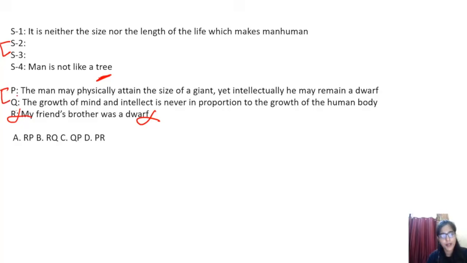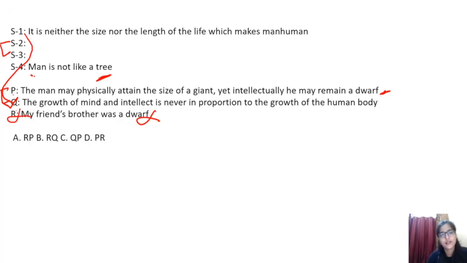Now you have the remaining two statements. Now you have to arrange them. Okay, which one should come first? So you can directly say here we are talking about that which makes man human. Then you can see this statement, the growth of mind, because here also we are talking about the growth, the length, and all sort of thing. So the growth of mind and intellect is never in proportion to the growth of the human body. And after this, the only remaining statement is this one, that the man may physically attain the size of a giant, yet intellectually he may remain a dwarf.